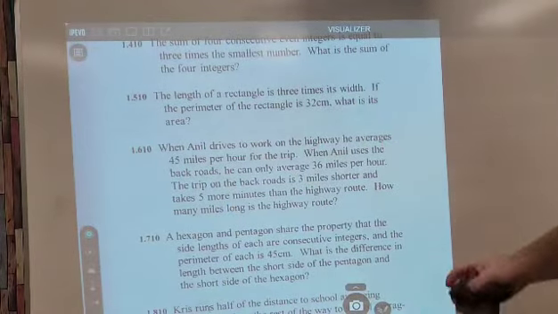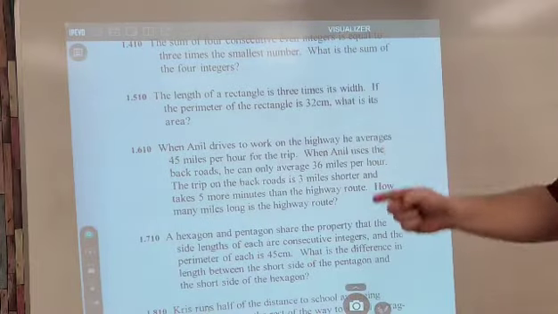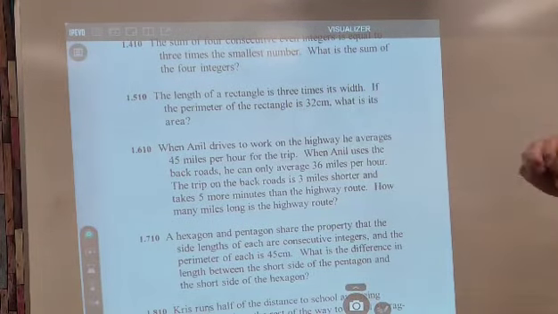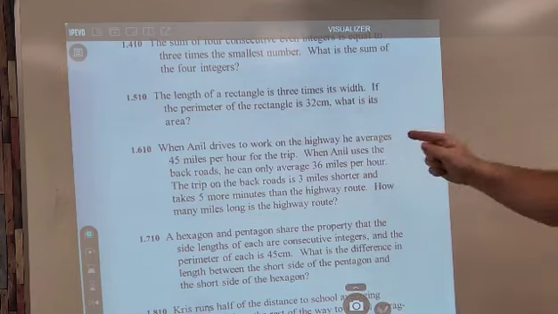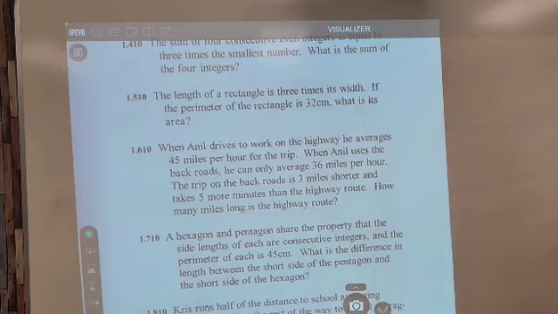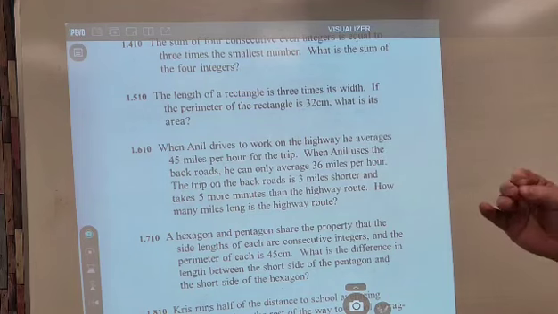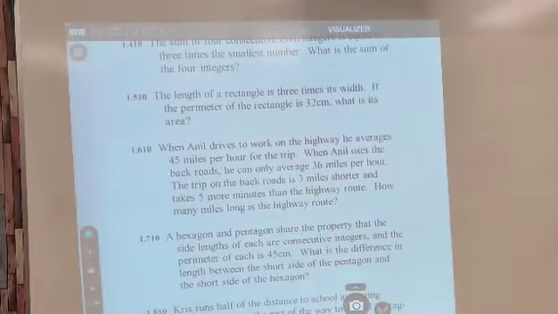Okay, then let's read 1.610. When Anil drives to work on the highway, he averages 45 miles per hour for the trip. When Anil uses the back roads, he can only average 36 miles per hour. The trip on the back roads is 3 miles shorter and takes 5 more minutes than the highway route. How many miles long is the highway route? That sounds like we're going to have to use D equals RT, so distance equals rate times time. And since there's 2 different ones, we might have to use it twice. So let's look at the solution.